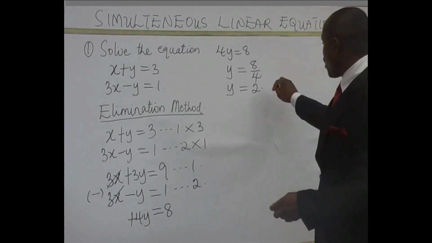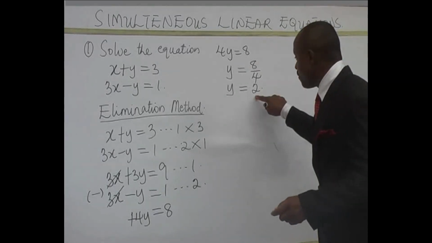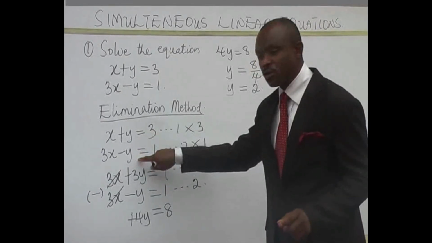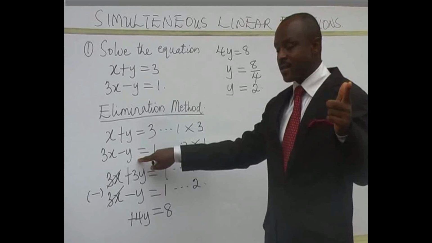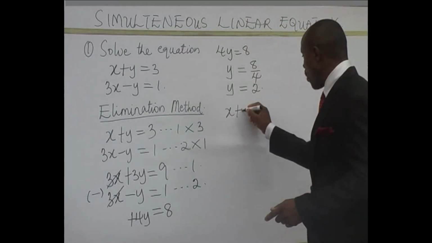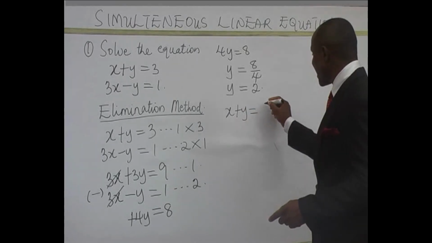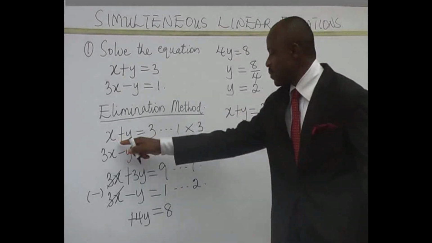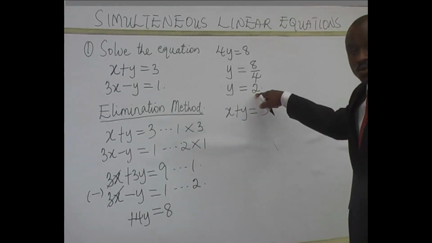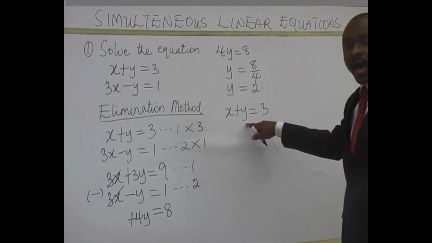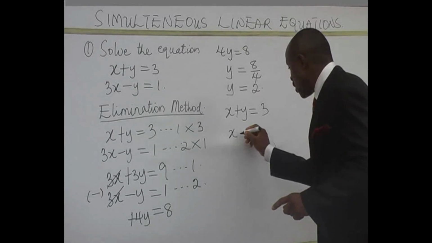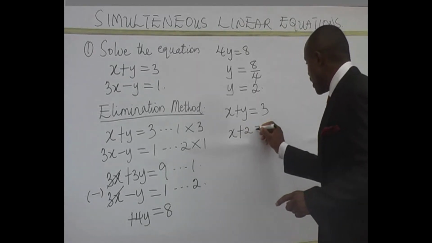Now that you have discovered the value of y to be 2, use the value 2 for y in any of the equations, either equation 1 or equation 2, so as to find the value of x. Let's pick equation 1. Equation 1 says x plus y is equal to 3. But we have discovered that y is 2. That means anywhere you have y, substitute it with 2. So instead of x plus y, you have x plus 2 is equal to 3.